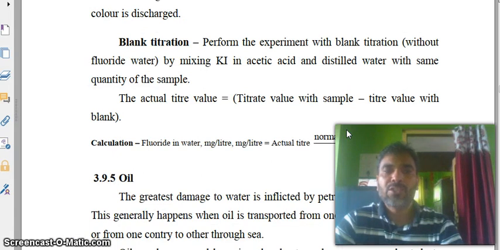Do the blank titration. Perform the experiment with the blank titration without the sample water by mixing potassium iodide, acetic acid and distilled water with the same quantity as the sample. The actual titrant value is the value with the sample minus the titrant value with the blank, and do the calculation with the help of this formula.